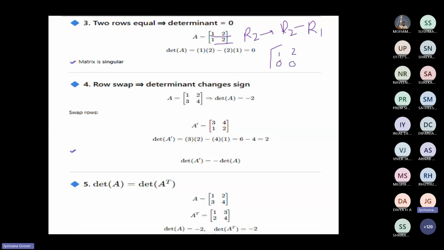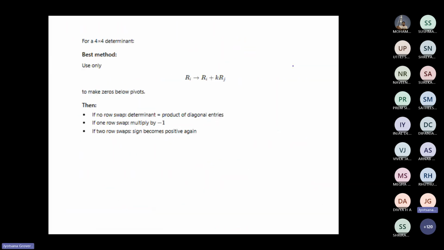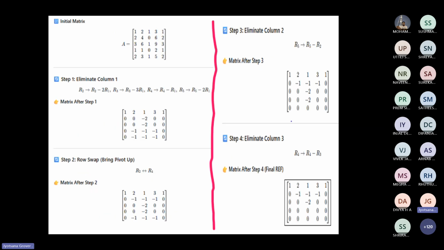Now what is the determinant here? The last row is 0. If any row is 0, determinant is 0. Why is it 0? Because it's a product of diagonal entries. So 1 into 0 is 0. So the matrix is singular. Here we could see that if there exists at least one row of zeros, then the determinant will be 0, because that entry 0 is coming in the diagonal.